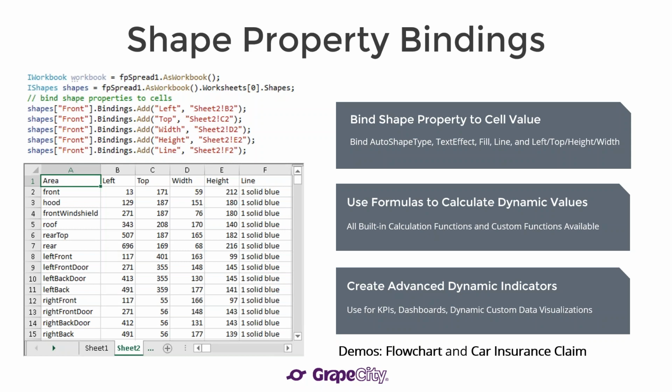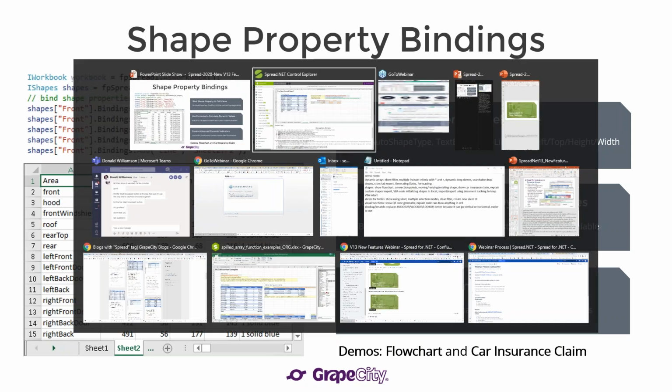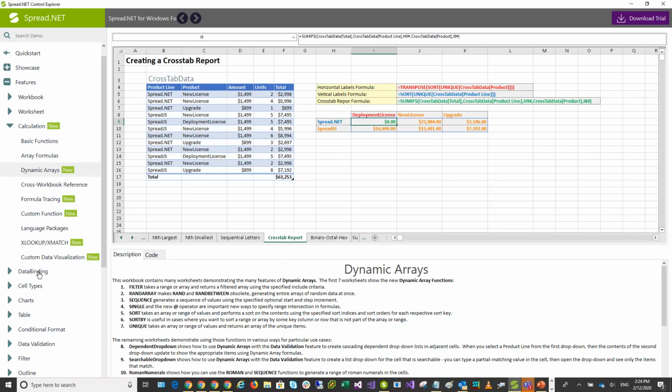Now I will show some demo samples of the new shape engine, a flowchart, and a car insurance claim. Once again, these demos are part of the new Control Explorer. By the way, this Control Explorer demo sample that I'm showing here is included with the product. When you install the product, there's an executable for this installed as well. And we also install the full source for this demo in C# and VB. So you can load this entire demo and run it in debug in either VB or C#.